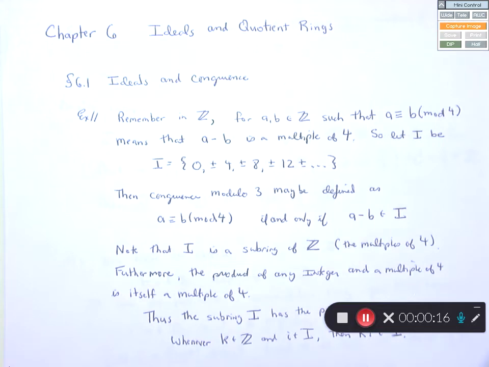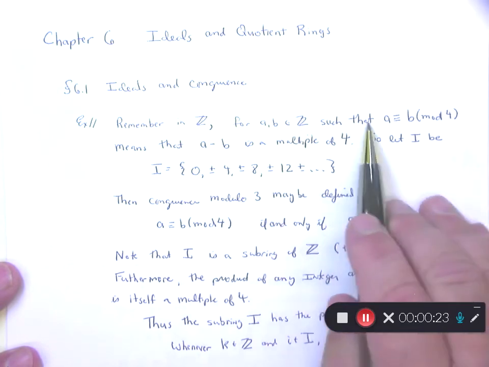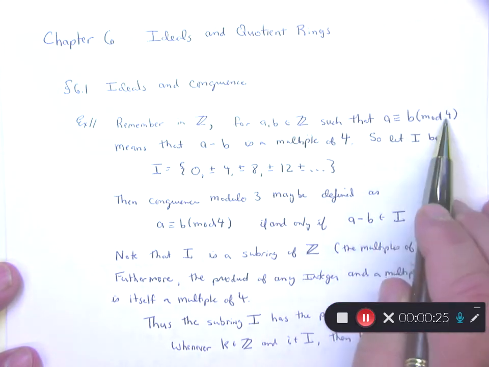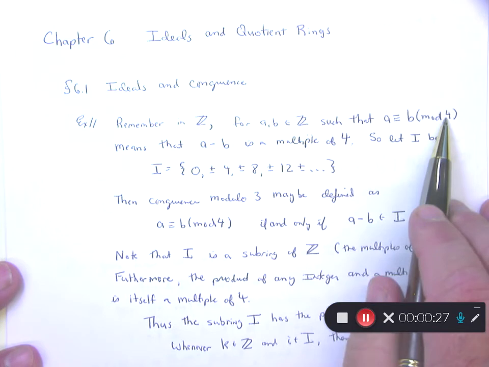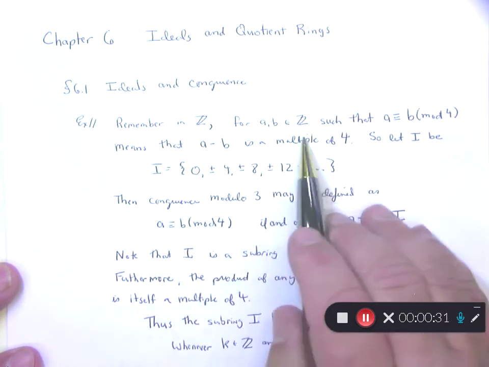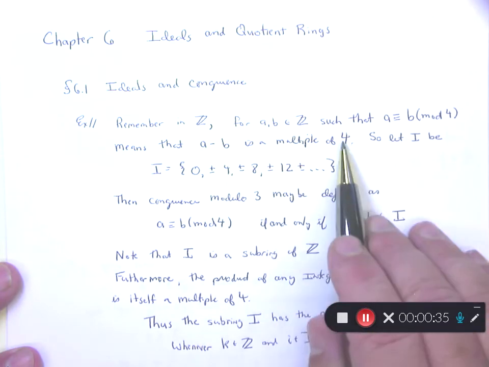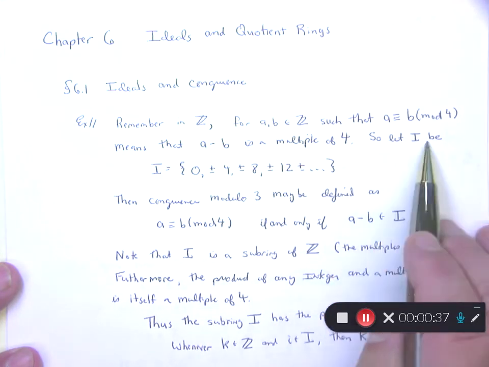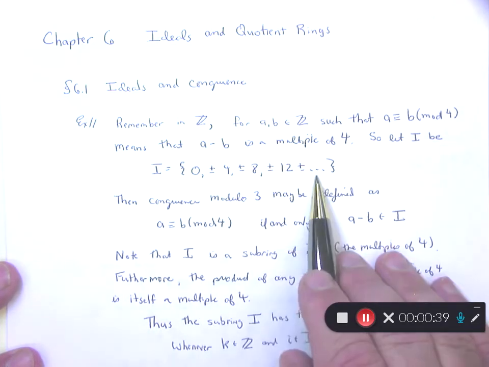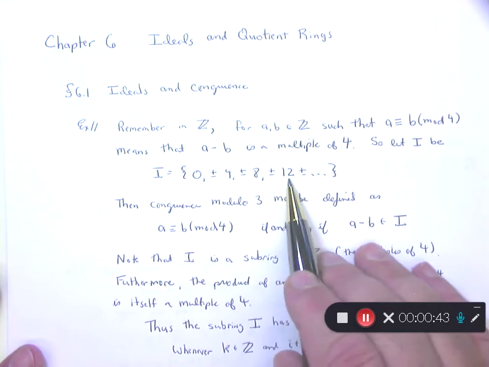So remember that in the integers Z, for a and b elements of Z, a is congruent to b mod 4. We're going all the way back to chapter 2 again. This meant that a minus b is a multiple of 4. 4 divides a minus b, which means a minus b is a multiple of 4. So if I let I be equal to all the integers that are multiples of 4, that'll be 0, plus or minus 4, plus or minus 8, plus or minus 12, and so on.